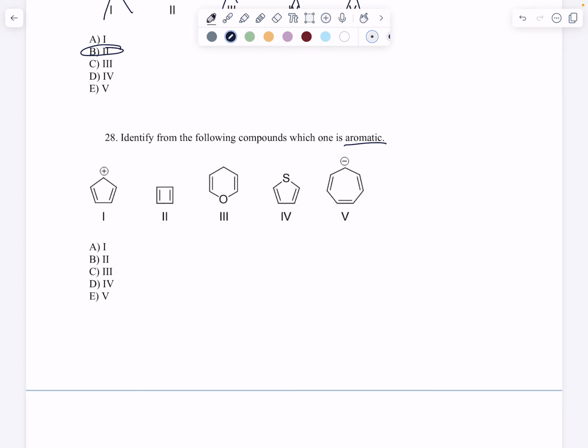Aromatic, we're looking for, this has 4 pi electrons, so no. This is non-aromatic because there's a hydrogen there. This has 4 pi electrons, but a lone pair that could go into conjugation. And this has 8, so no. Okay, so answer choice D.